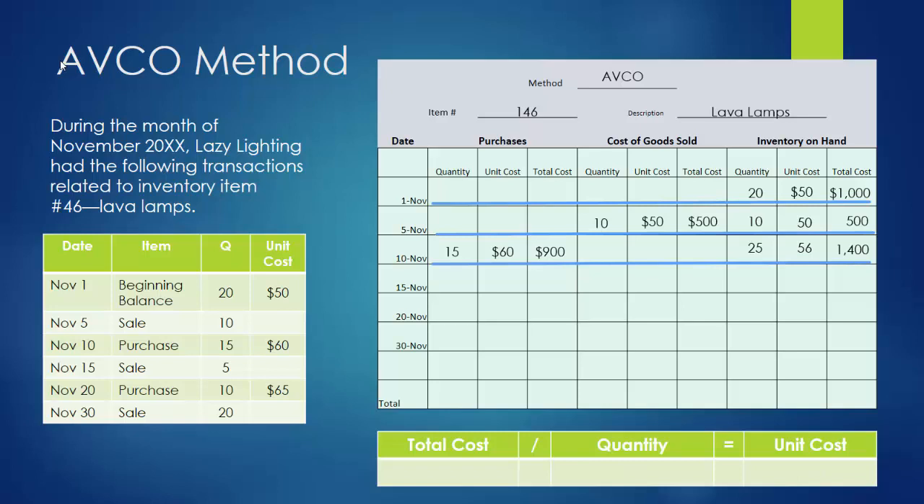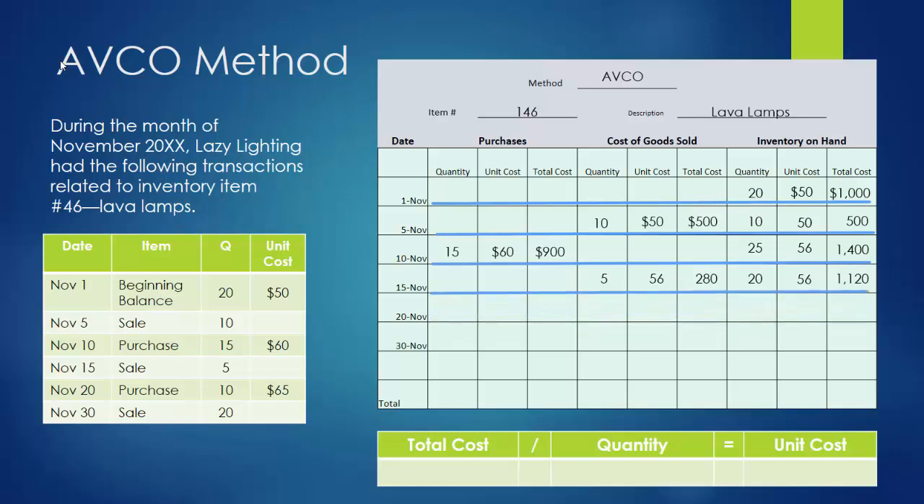Next up, on November 15th, we're going to make a sale, and we're making a sale of 5 lava lamps. When you make a sale under AVCO, you always assume that you're selling at your last known unit cost. Well, our last known unit cost is $56, which means the COGS that we're going to record on the November 15th sale is $280. We had 25 units, we just sold 5 of them, which means we have 20 left. When you make a sale under the AVCO method, your unit cost does not change. You can just bring it down. It's still 56. And to find your total cost, take your quantity, multiply it by your unit cost of 56, gives you your total cost, 1,120.